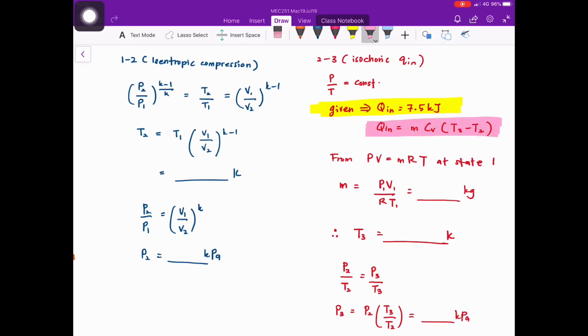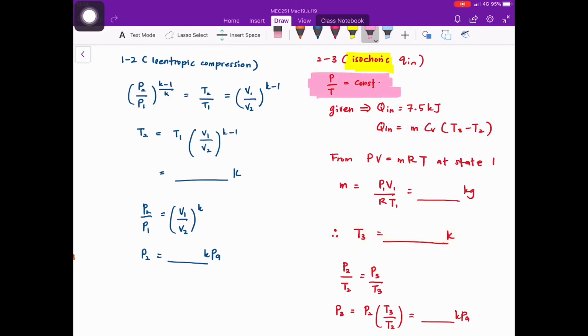We know that to find the heat transfer in will be this equation. Note that this equation was obtained from the non-flow energy equation, NFEE. By using the ideal gas equation of state, we are going to find the value for the mass. Next, we are going to substitute all the required values and we are going to find the temperature at state 3.